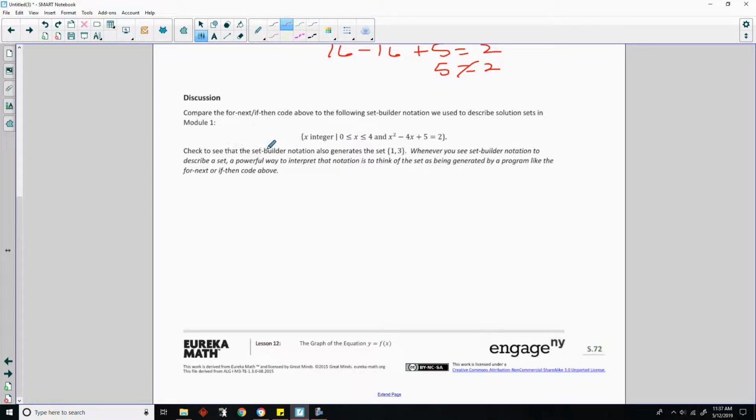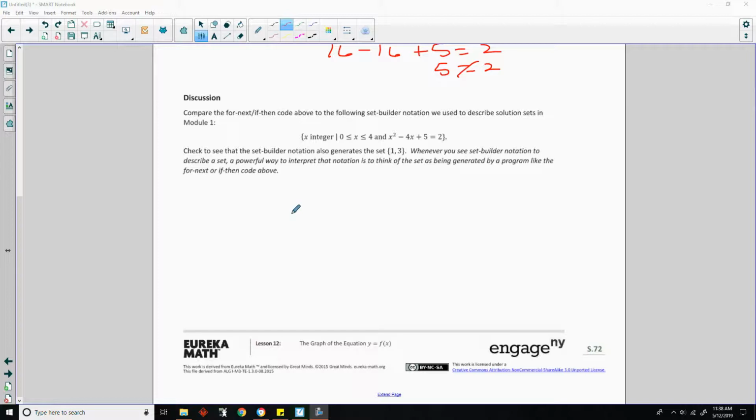It says check to see that the set builder notation also generates the set 1, 3. Whenever you see set builder notation to describe a set, a powerful way to interpret that notation is to think of the set as being generated by a program like the for next or if then code above.